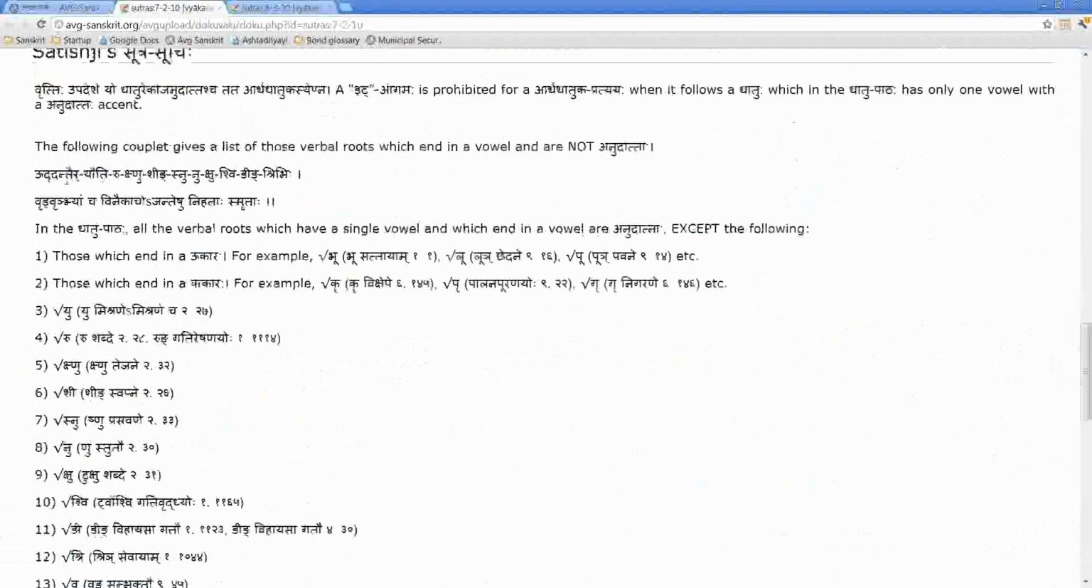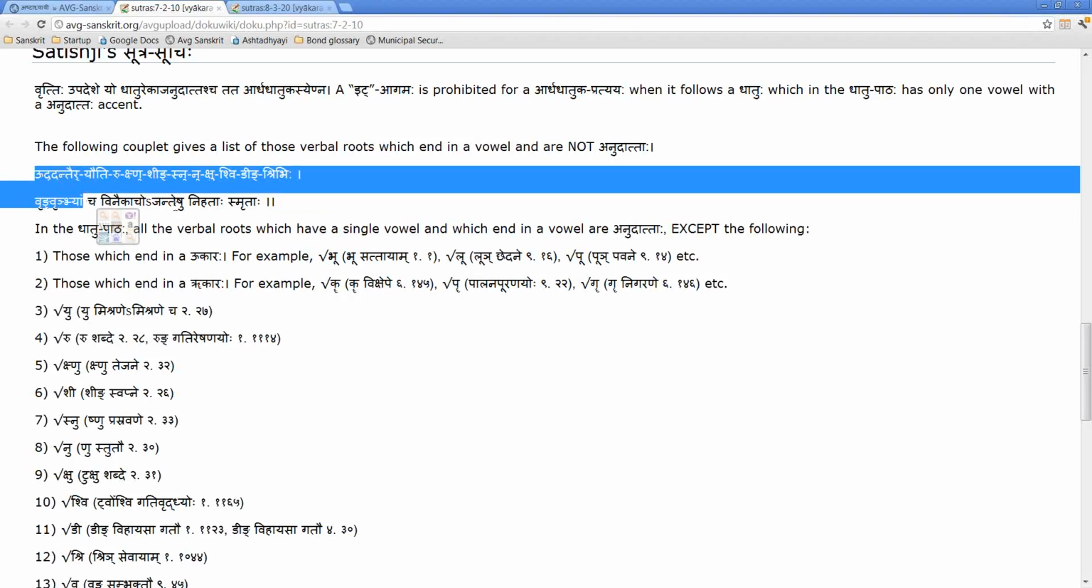Ajanteshu, we have only had Udrudantaihi Yautik Ruknu Shing Snu Nu Kshu Shvi Ding Shribhi Vring Vring Bhyancha Vinaika Chojanteshu Nihataha Smrutaha. The dhatu shru is not in this list. So therefore, it is nihataha, means anudattopadeshaha.